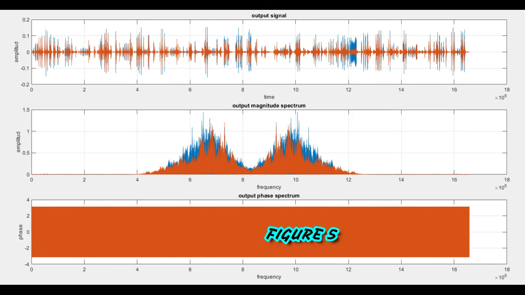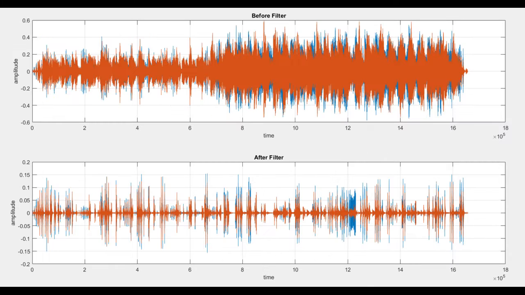After applying the filter, the result is obtained as in the figure. The figure shows the output signal, output magnitude spectrum, and output phase spectrum. Comparisons can be made through the diagram between before and after the filter. Based on the graph, before the filter, the song frequency is almost the same as the bird chirping frequency, while after the filter only the bird chirping frequency is left and the song frequency has almost been eliminated.